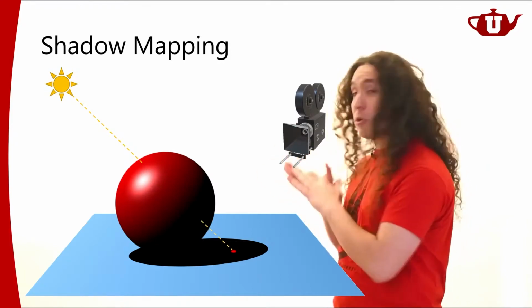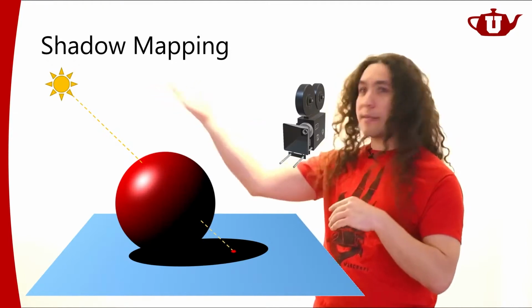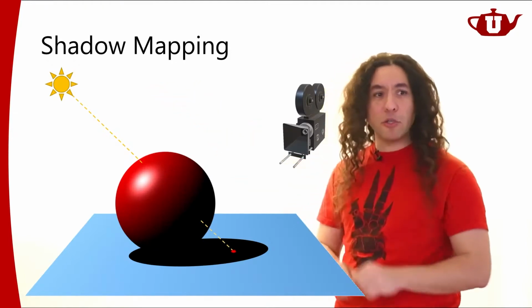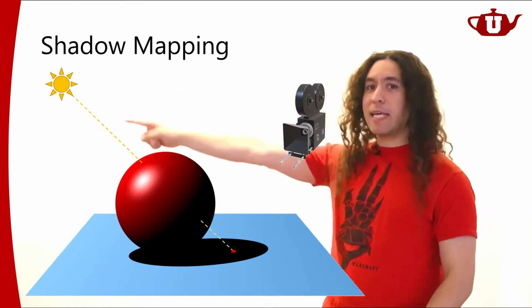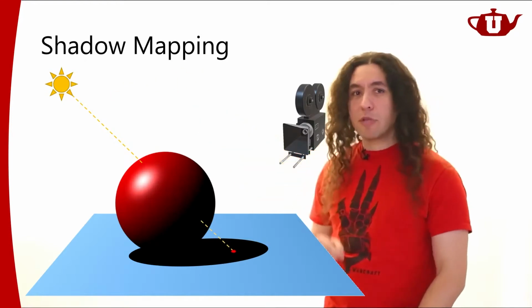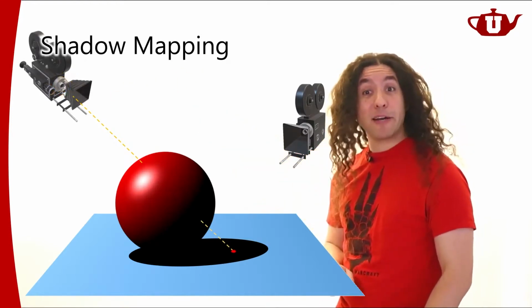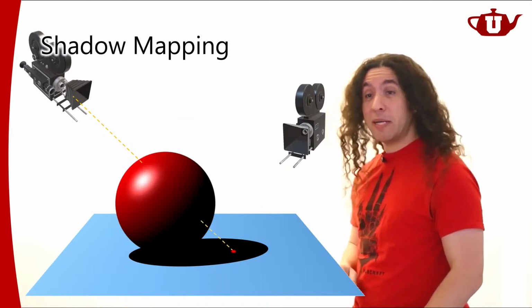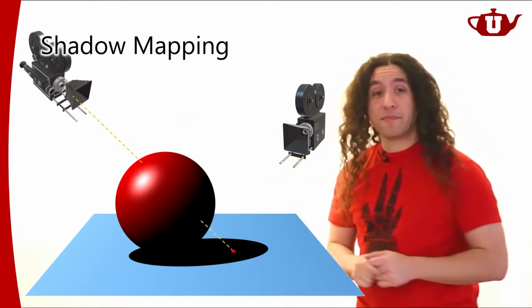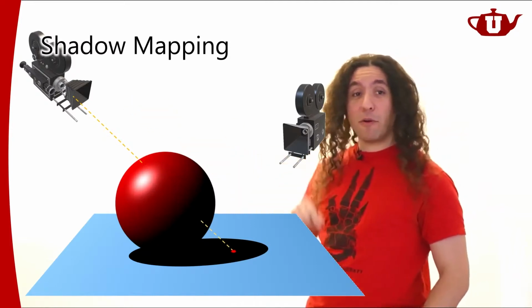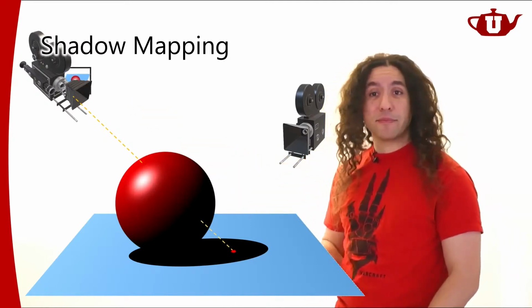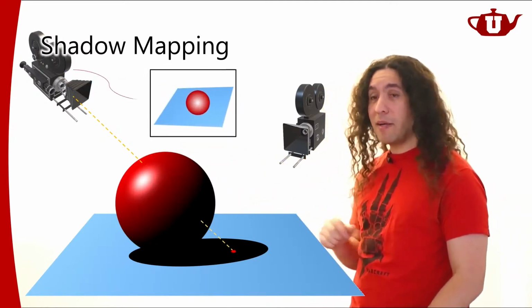That means it is going to be in shadow. So that's the whole concept of shadow mapping. What we're going to do is take this light source and replace it with a camera. All right? And I'm going to be rendering an image from this light camera.